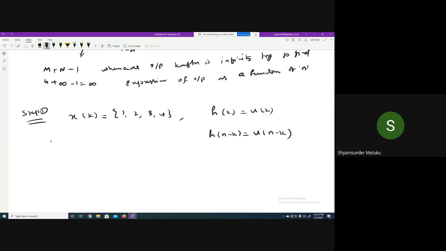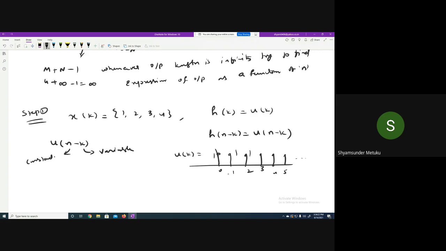Now I want you to tell me, draw u of n minus k, where k is a variable and n is a constant. Can you draw now? u of k is given this way. This is 0, this is 1, this is 2, 3, 4, 5. It goes on actually up to infinity. Okay. Yes or no? I want u of n minus k. How do you plot? Tell me.